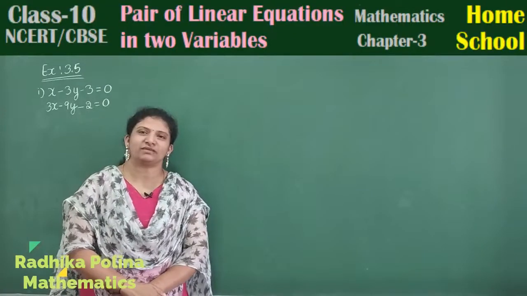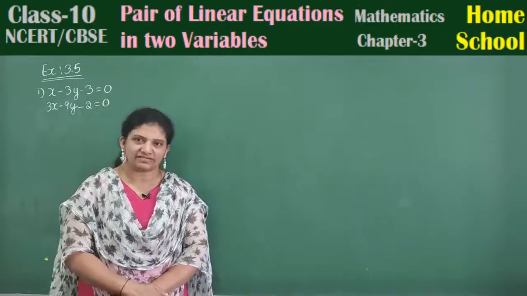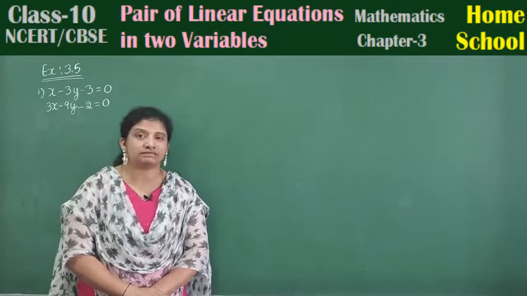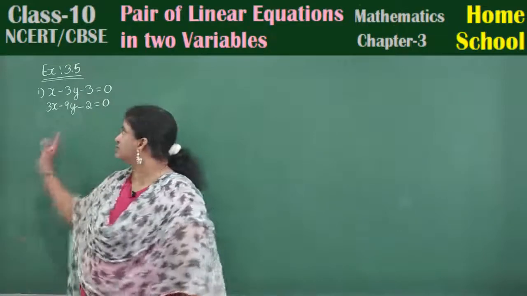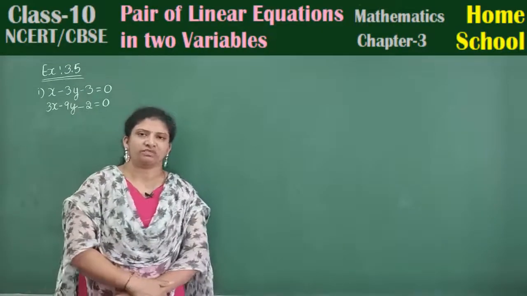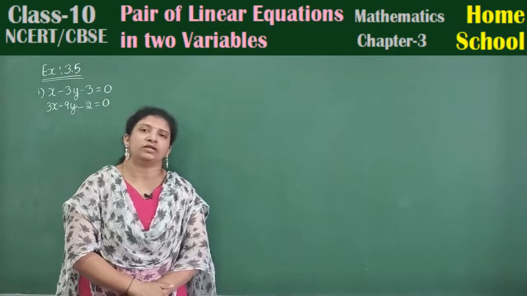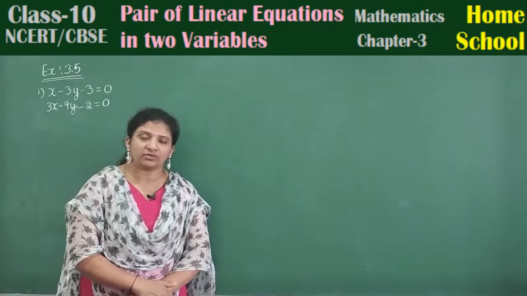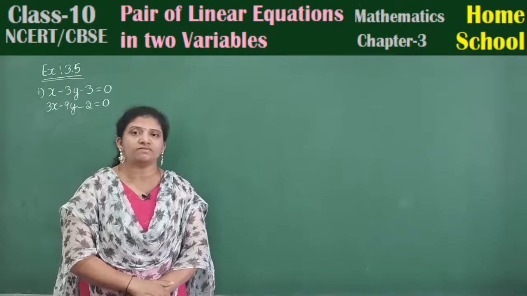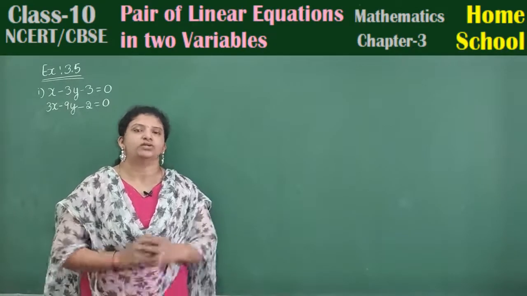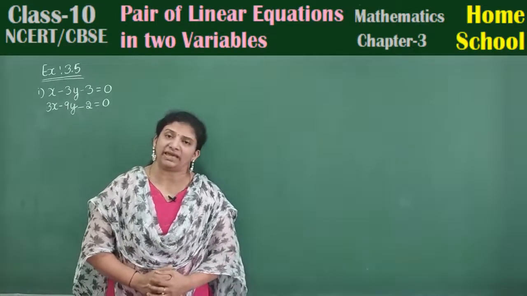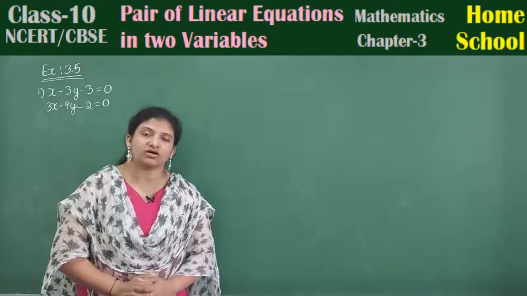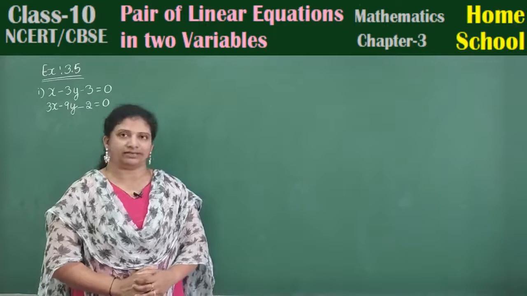This year class 10 mathematics NCERT or CBSE board. We are in our Pair of Linear Equations in Two Variables, third chapter, and this is your Exercise 3.5. In this exercise, we are going to learn about a new method, that is solving the pair of linear equations by using the cross multiplication method. So we are going to start with the main question itself. In that I am going to explain clearly what a cross multiplication method is.